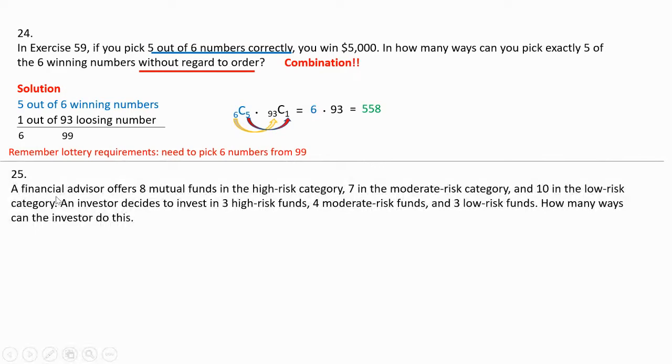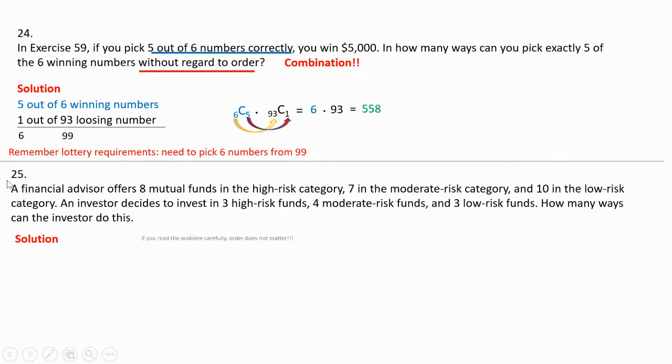Now, I believe this is the last problem here. A financial advisor offers 8 mutual funds in high risk category, 7 in the moderate risk category, and 10 in the low risk category. An investor decides to invest 3 in high risk, 4 moderate risk funds, and 3 low risk funds. How many ways can the investor do this?